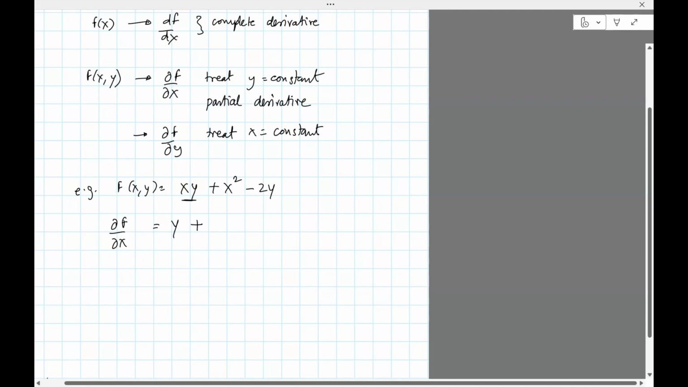So the derivative of 2x squared would be 2x, and then what would the last term be? 0, right? Because y is a constant. Similarly, if you are told to compute df/dy, you would take the first expression and keep x as a constant. So the derivative of xy would be x, because y is a variable and x is a constant, plus 0, because x is a constant after all, minus 2. Okay, so that's how you would do a partial derivative.